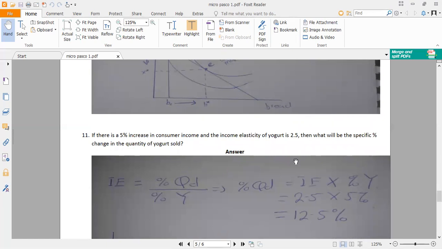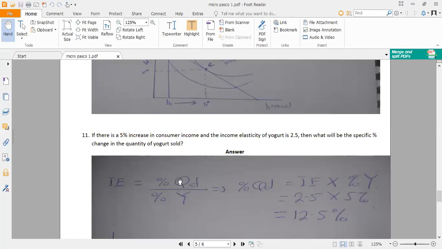Question 11. If there's a 5% increase in consumer income and the income elasticity of yogurt is 2.5, then what would be the specific percentage change in the quantity of yogurt sold? All right, so this is just a formula work. Income elasticity is percentage change in quantity demanded over percentage change in income. The question has given us the percentage change in income as what? 5%. And the income elasticity as 2.5.